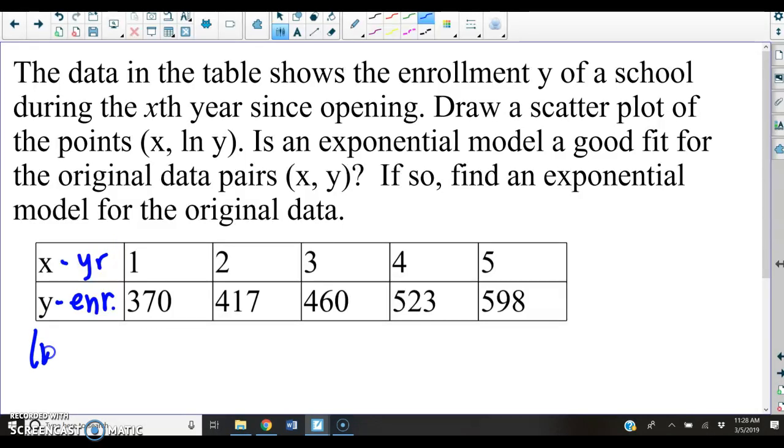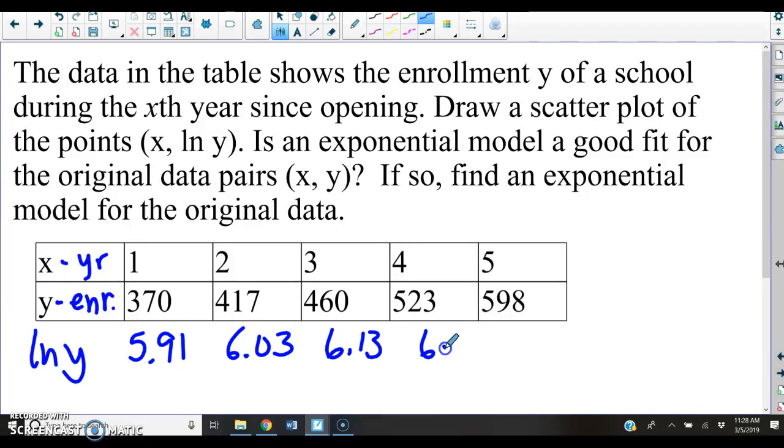But what you would do is, on your calculator, put the x's in list 1 on stat and y's in list 2. For list 3, you can make it do the natural log of list 2. And what you end up with is 5.91, 6.03, 6.13, 6.26, I'm looking ahead. And the last one is 6.39.